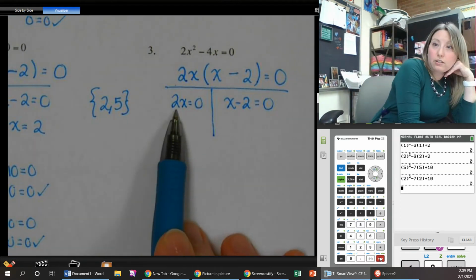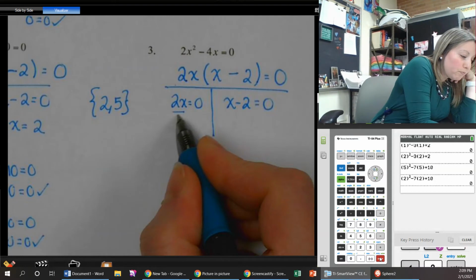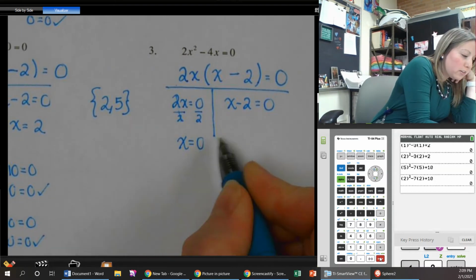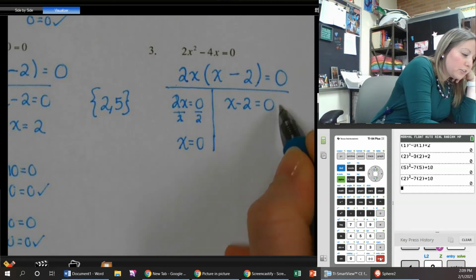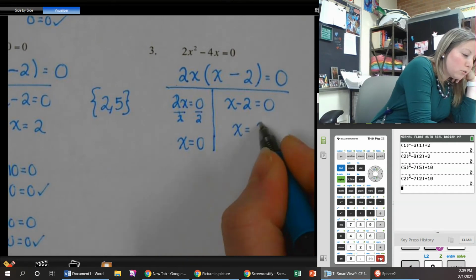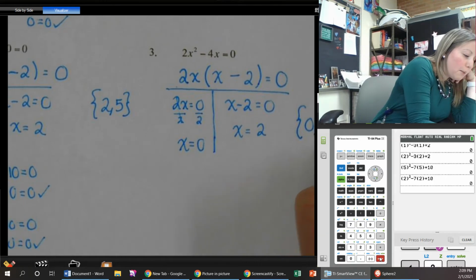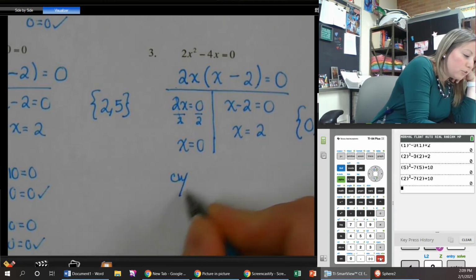Here, to get x alone, you divide both sides by 2. But of course, 0 divided by 2 is still 0. So x equals 0 is the answer on this side. Here, you just add 2 to both sides. You get x equals 2. That means my 2 answers here are 0 and 2. And I plug those back into the original equation to check.